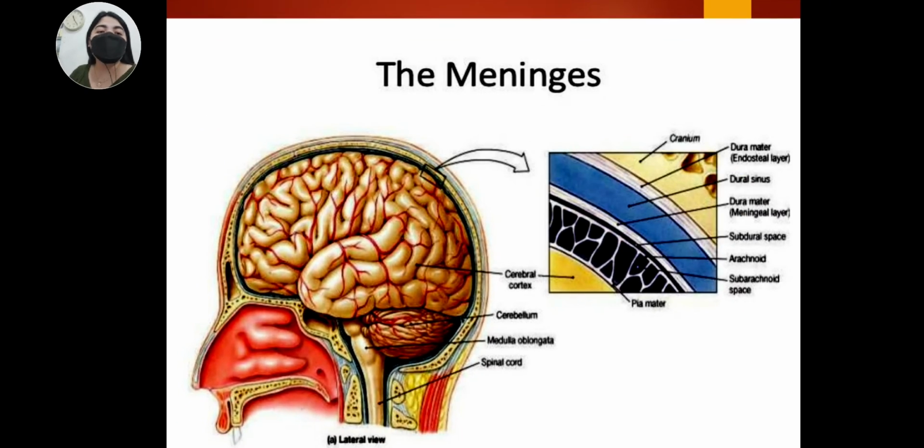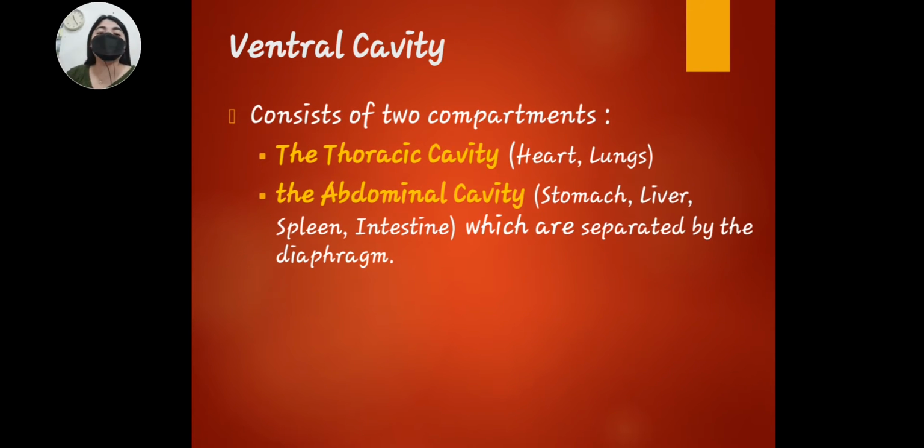Let's proceed to another slide. We've already finished discussing the dorsal cavity. Let's go now to the ventral cavity. If the dorsal is in the posterior, the ventral is in the front. It consists of two compartments. We have the thoracic cavity, which is in the front part of the body, and the abdominal cavity. For the thoracic cavity, we have the heart and lungs. For the abdominal cavity, we have the stomach, liver, spleen, and intestine, which are separated by the diaphragm. That was the ventral cavity.